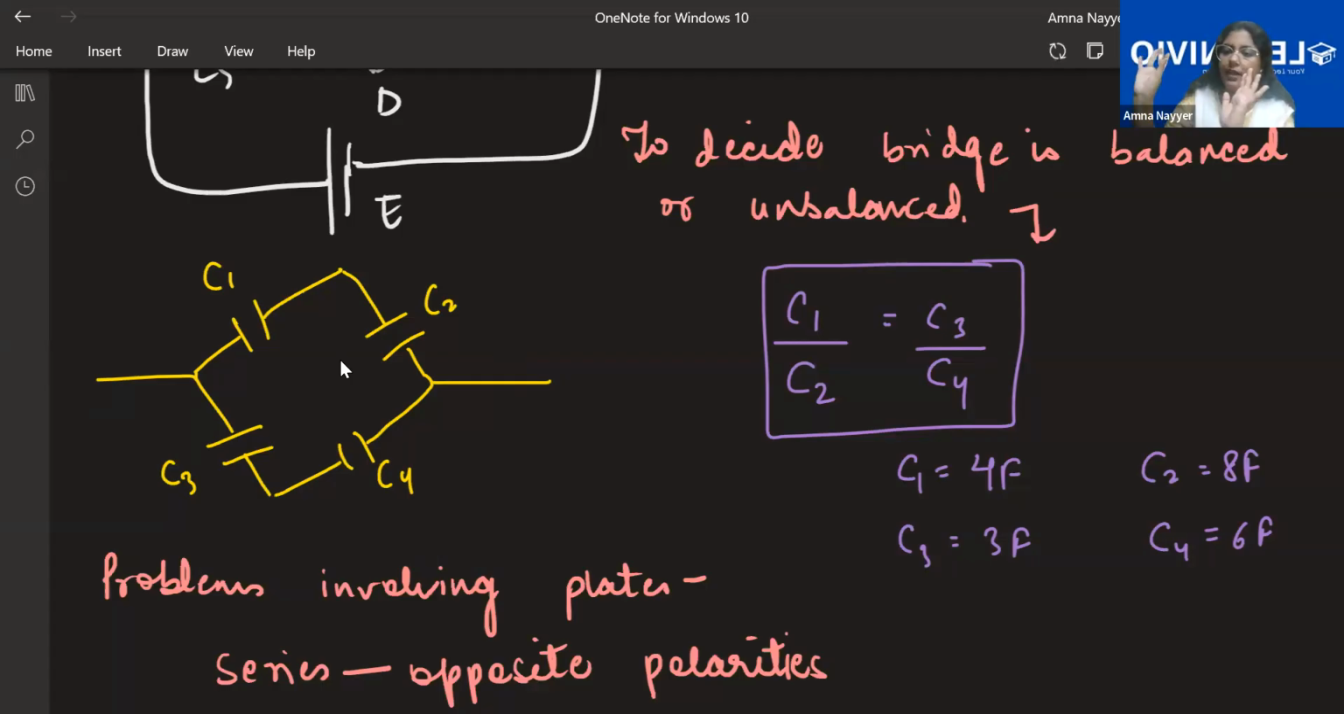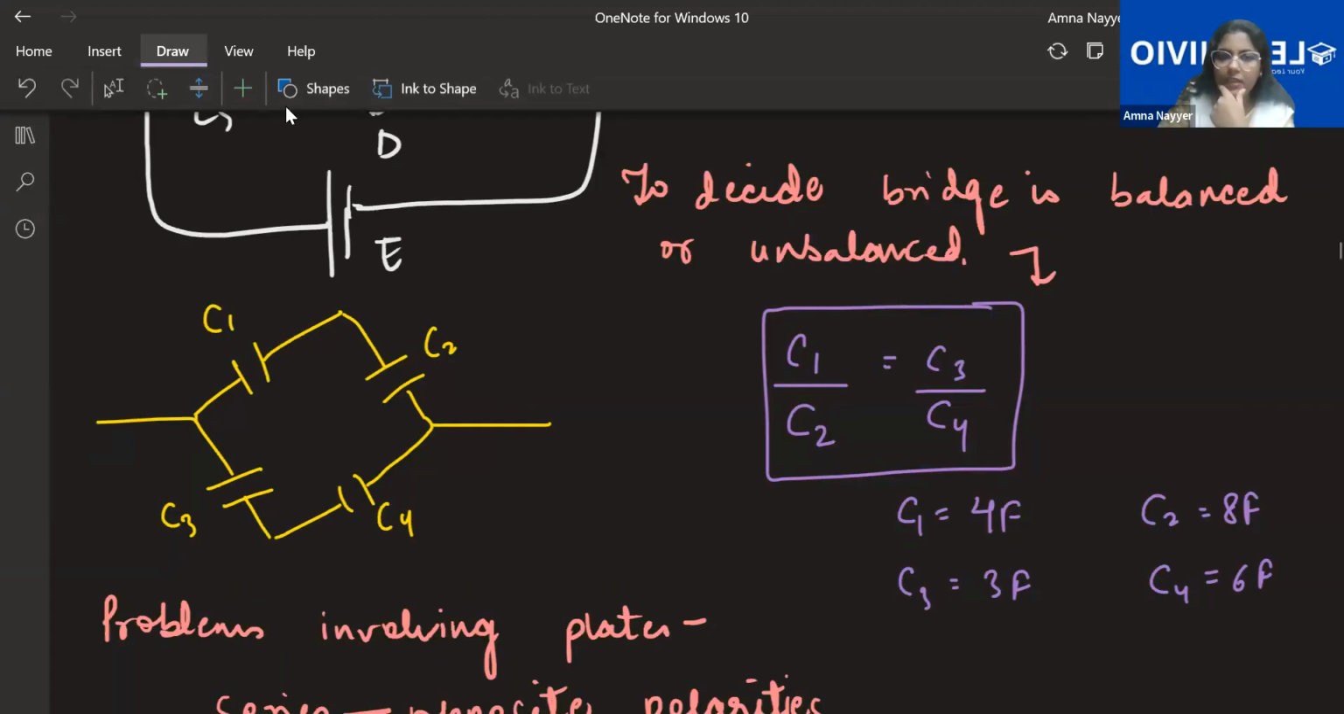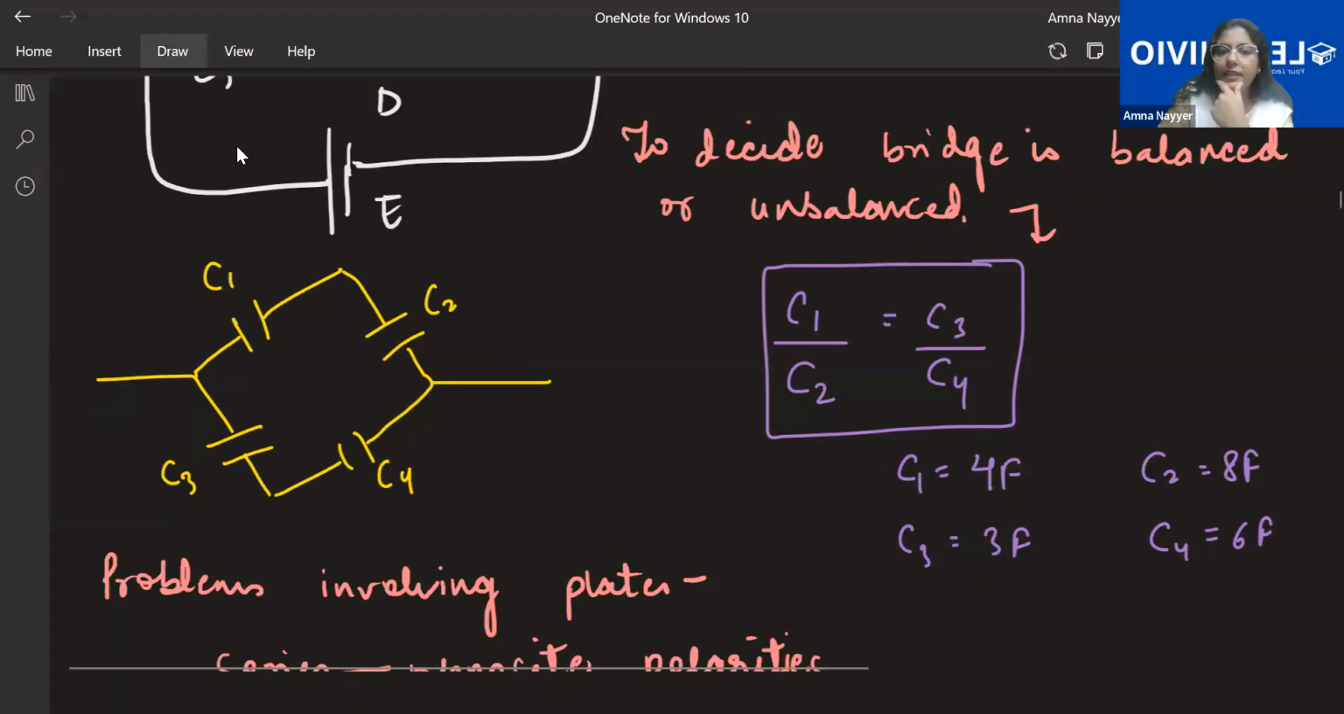So you remove the middle wire, just remove it as if it wasn't there in your circuit. Now you will be able to solve it very easily. I hope it's easily identifiable for you also. C1 and C2, how are they connected? Series or parallel?